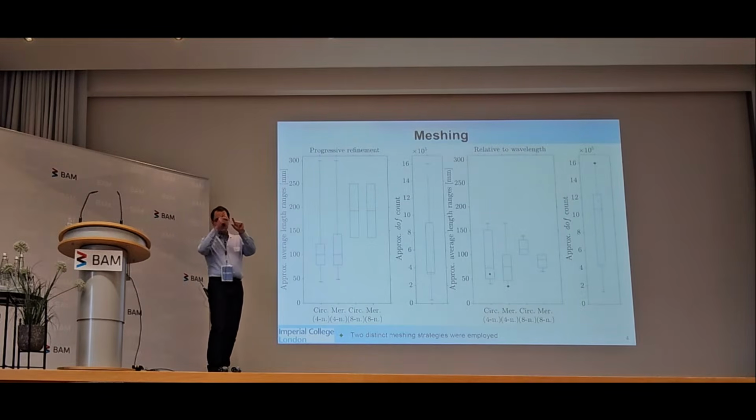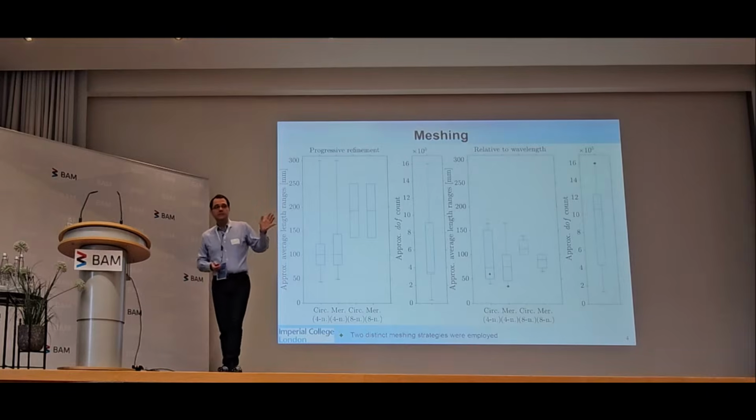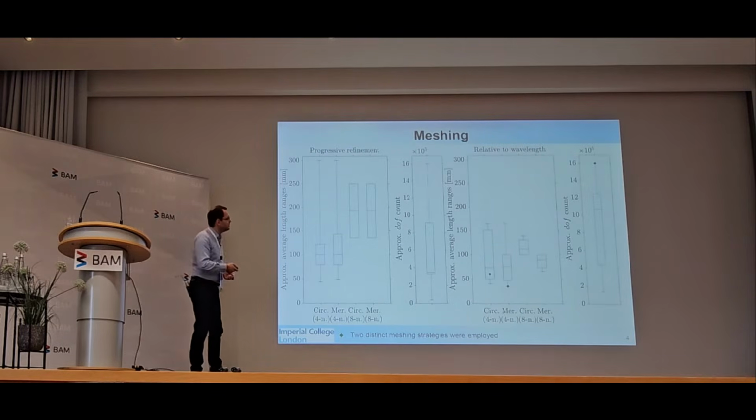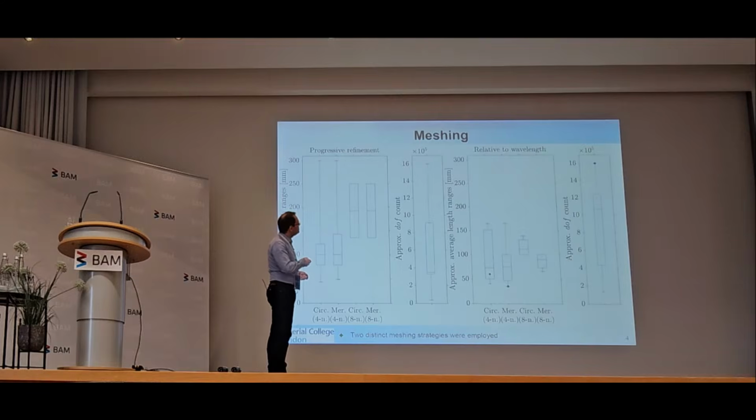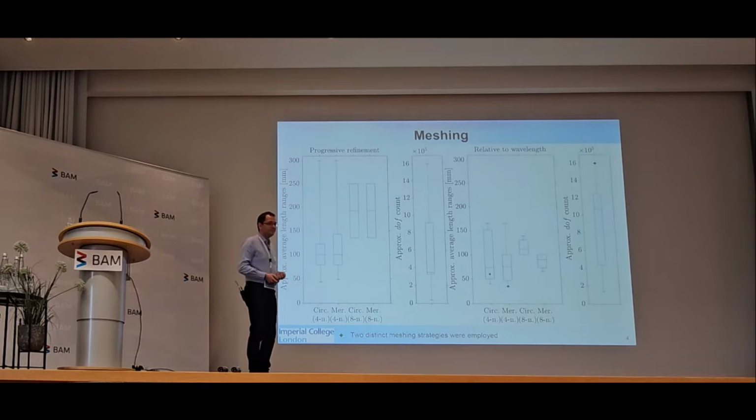A wavelength is just a wave, and if you have a wave, how many elements do you need roughly to approximate it? For linear elements, 10 per half wave is a good rule of thumb. In many studies on shell buckling, that is the starting assumption for mesh design: 10 linear elements per bending half wavelength. What is interesting is that the submissions that followed that relative-to-wavelength approach, on average, led to finer meshes than those that followed the classical progressive refinement approach.